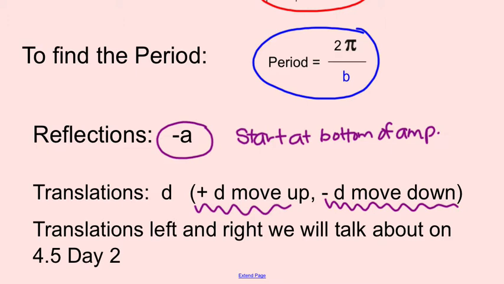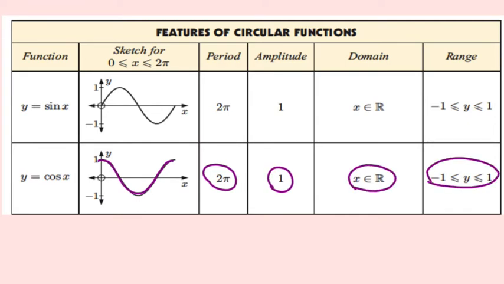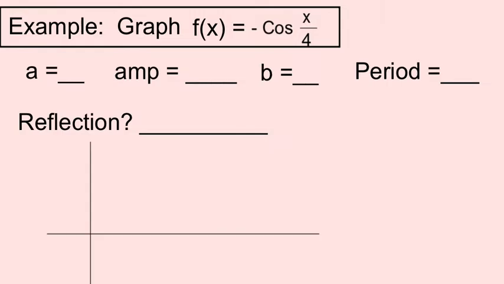All right, so let's do an example. Refer to cosine function, remember, it looks like this. Parent function, period is 2 pi, amplitude is 1. All real numbers for the domain, and then the range is -1 to 1.